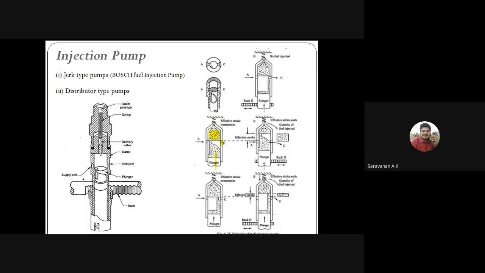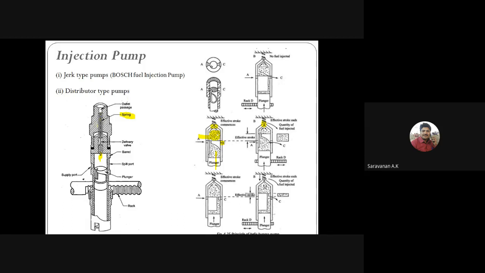Once the plunger is pushed, what will happen here? It will generate pressure. That pressure opens the valve, the B port valve. The B port valve is always held by a spring. This valve is pushed by the pressure exerted by the fuel. Once the valve is pushed, the spring is compressed, then the fuel goes into the outlet passages.